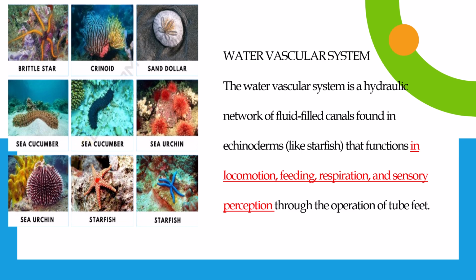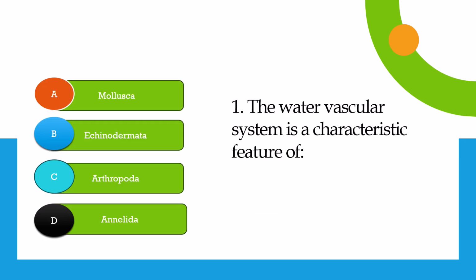So to understand this, we have to go into the details of the water vascular system. Before moving on, a small question for you. The water vascular system is a characteristic feature of which of the following phyla? Option A is Mollusca, B is Echinodermata, C is Arthropoda, D is Annelida. So type the answer after watching this video.